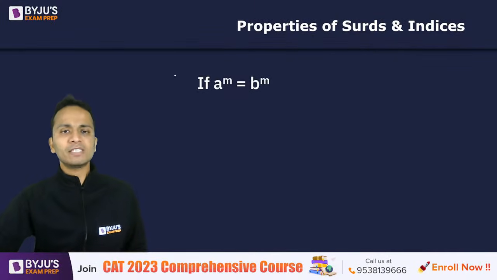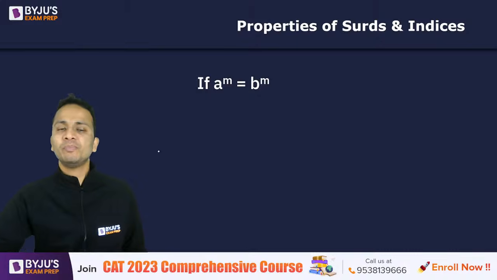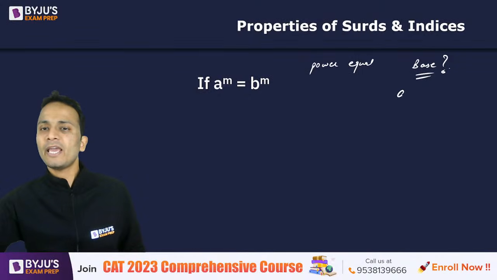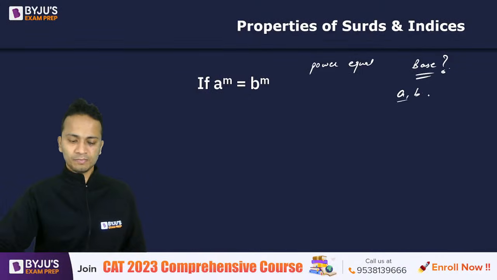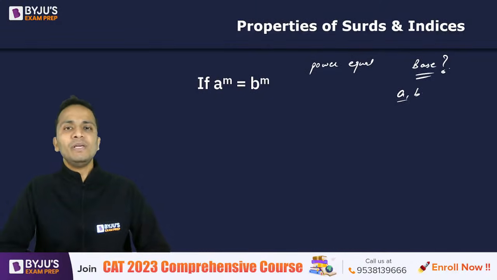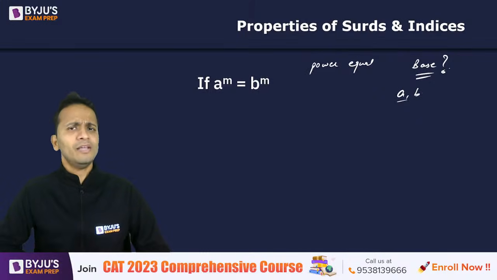So now the powers are equal. You can see on both sides powers are equal. Now you will have to establish the relation between the bases. So the power is equal, and what will be the relation between the bases? That means, what will be the relation between A and B? Again, generally we think that both A and B will be equal, but it is not necessary that A and B are equal. Again, there are some exceptions to this.